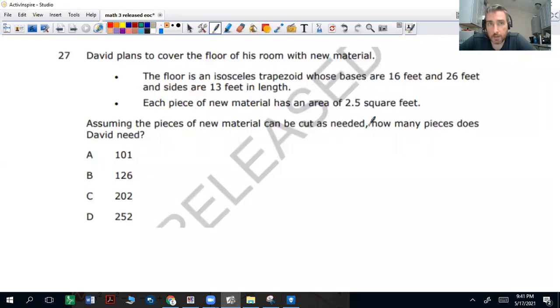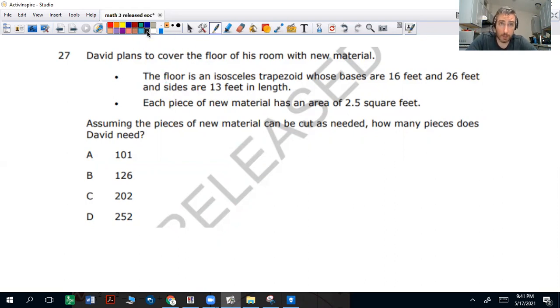Number 27. David plans to cover the floor of his room with new material. The floor is an isosceles trapezoid whose bases are 16 feet and 26 feet and sides are 13 feet in length. Each piece of new material has an area of 2.5 square feet. Assuming the pieces of new material can be cut as needed, how many pieces does David need?